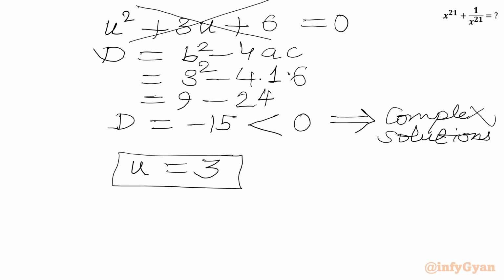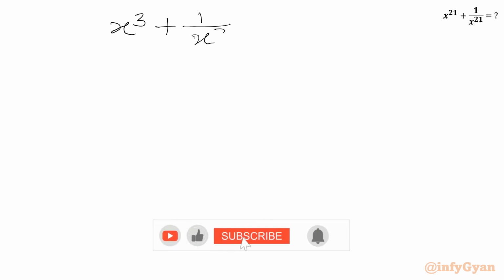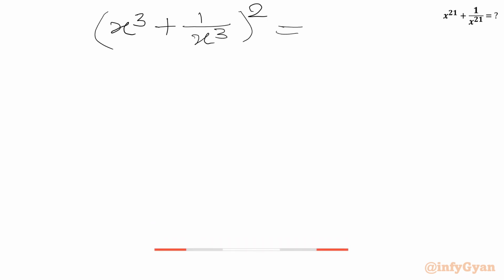Now u was our substitution, x cube plus 1 over x cube. So I will write x cube plus 1 over x cube equal to 3. Now I will consider squaring both sides. So I will write x cube plus 1 over x cube whole square equal to 3 whole square.